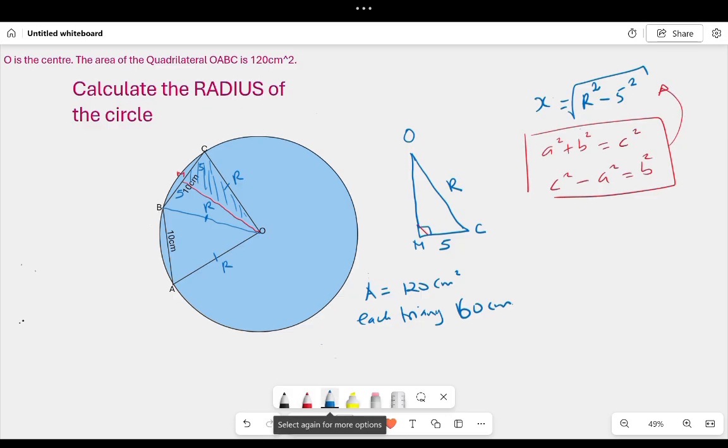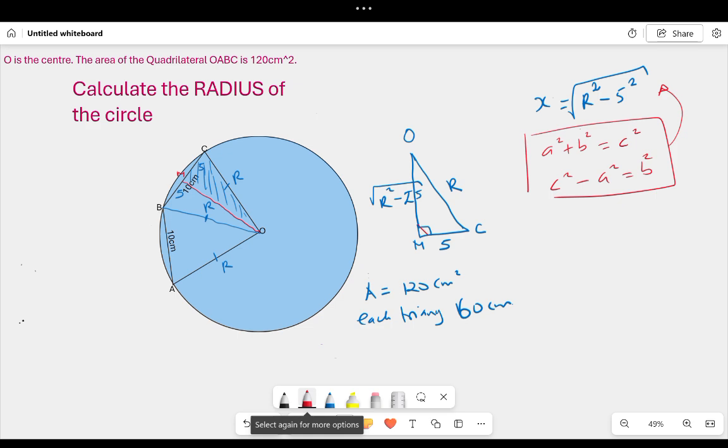Therefore, one of the shorter sides, this height, is r squared minus 5 squared. 5 squared is 25. You look for the square root. So therefore we can say OM is actually the square root of r squared minus 25.